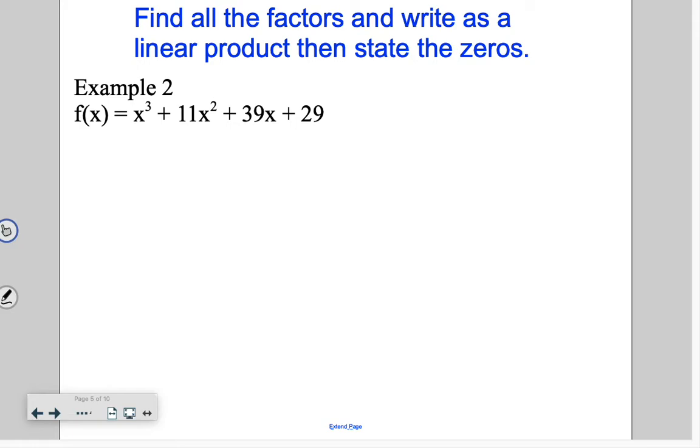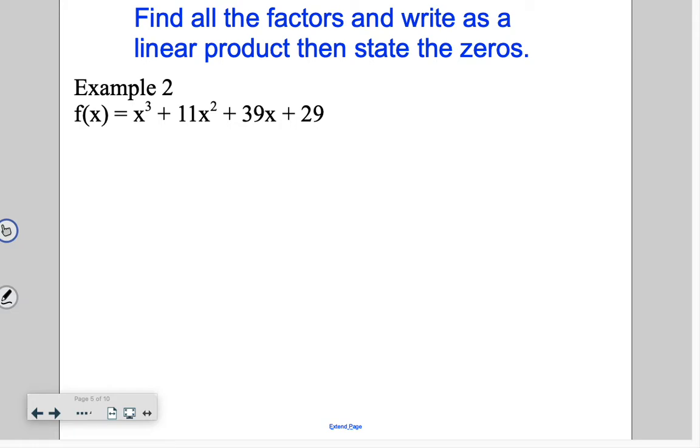Grouping's not going to work. So it's the only method you currently have to factor this, and unfortunately it's not going to work. Can't use quadratic formula because it's not quadratic, which now we come back to synthetic or long division. I didn't give you anything on this one.